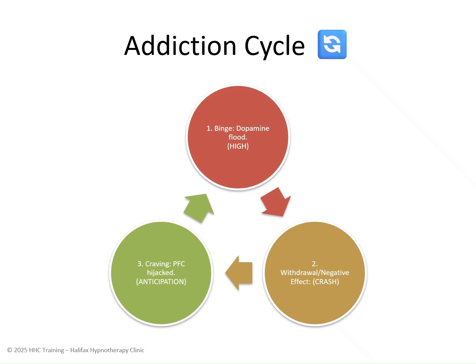Stage 3, the preoccupation or anticipation phase, the craving. In this stage, the client is consumed by thoughts of using the substance again. This is where the cycle becomes deeply entrenched. What's happening in the brain? The brain is now primed to seek the drug.